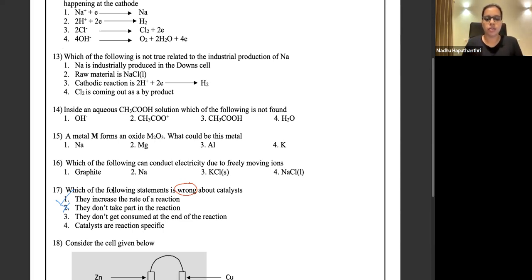Right. Third one, they don't get consumed at the end of the reaction. Yes, they don't get consumed. That is true. Catalysts are reaction specific. Yes. From reaction to reaction, we have to choose catalysts. After taking one catalyst, we can't expect that to accelerate all the reactions that are there in the world. They are substrate specific, or we can say reaction specific.